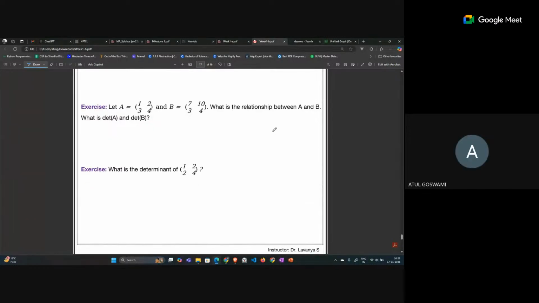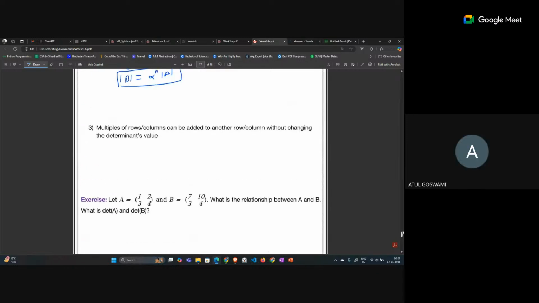These are two matrices. What is the relationship between A and B? Sir, I have a doubt in property number 3. What if we multiply a row with another row? No, the property says multiply a row by a constant and then you can add or subtract it in any other row. This is the property. If you multiply two rows, it would be a different matrix. This is not a valid operation for determinant. It will change the matrix basically.